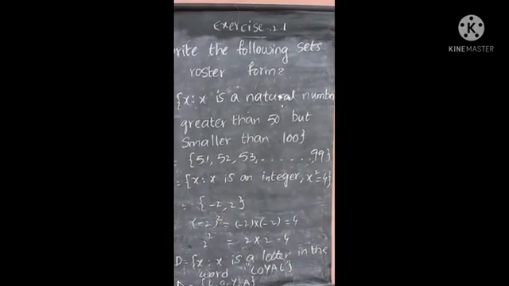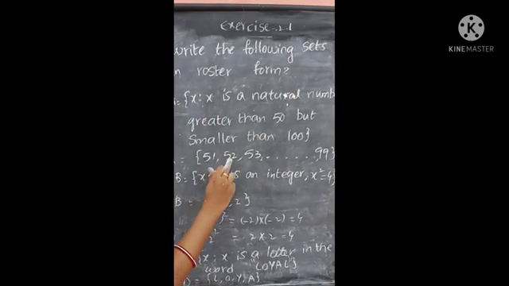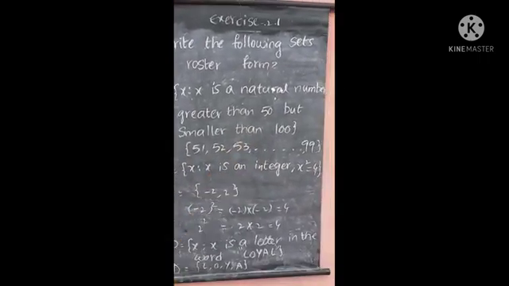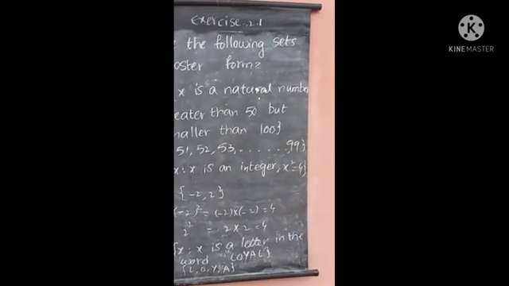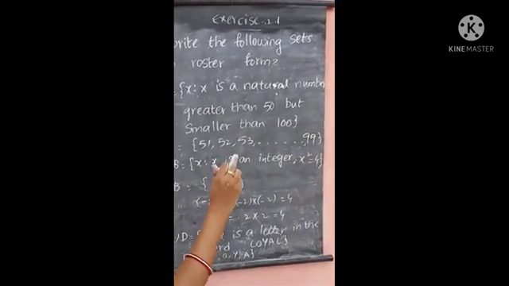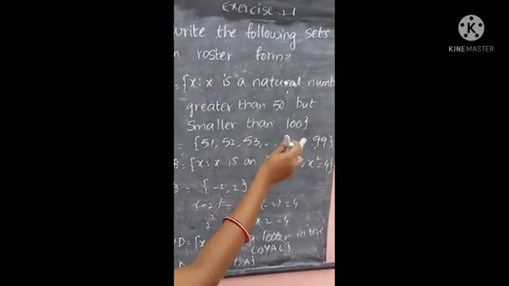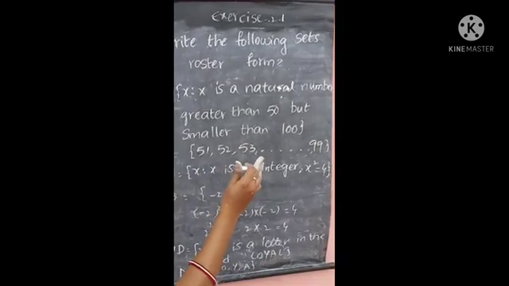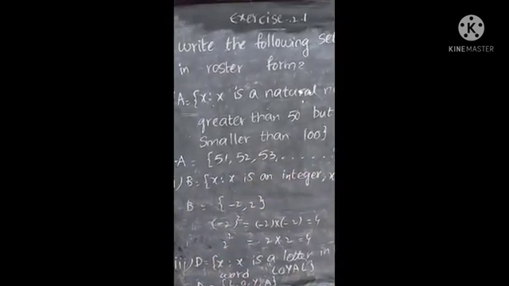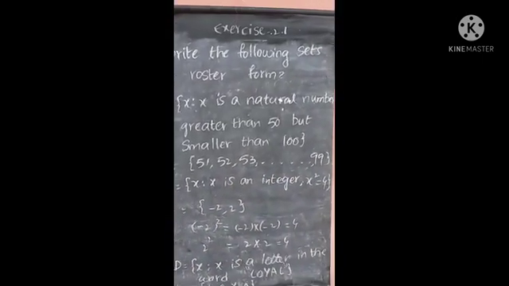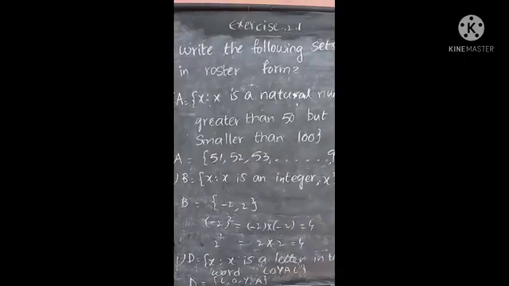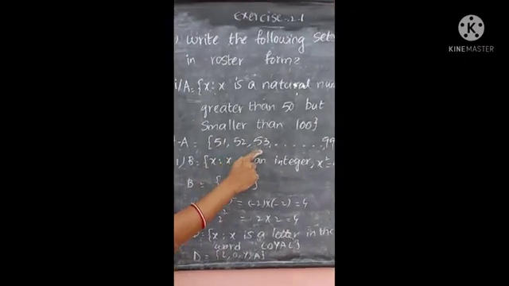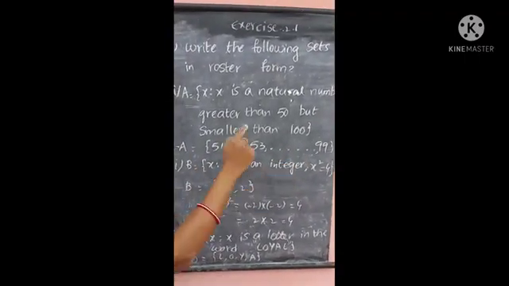51, 52, 53, 54, 55, 56, 57, 58, and so on up to 91, 92, 93, 94, 95, 96, 97, 98, 99. But 100 will not be there. Why? Because smaller than 100 means only up to 99 we have to write. So what is the roster form for this set builder form? A is equal to 51, 52, 53 and so on up to 99. This is the roster form for this given question.